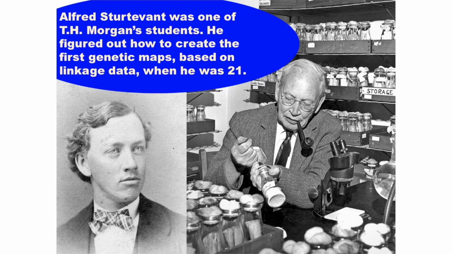This was done by one of T.H. Morgan's students, a guy named Alfred Sturtevant, and he did it when he was an undergrad. He was 19 years old when he first started, published when he was 21, showing that you could get these genetic maps. On the right side is much later in his career, but there he is on the left as a youngster. What he did was treat it like a puzzle.